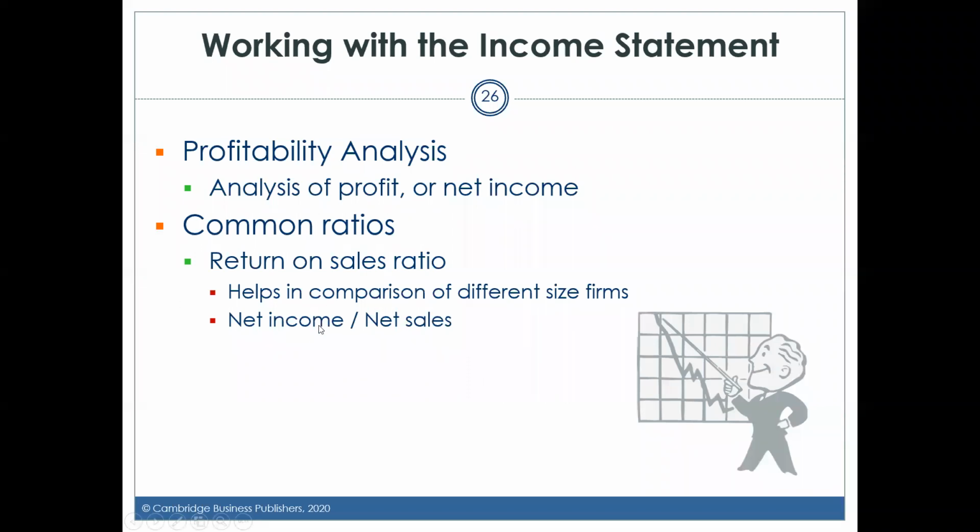One way to interpret this ratio: say you get a return on sales ratio of 0.4. That means for every dollar that the company sold, they got to keep 40 cents of it, and the other 60 cents went to cover the expenses.